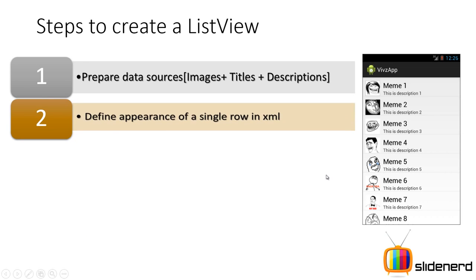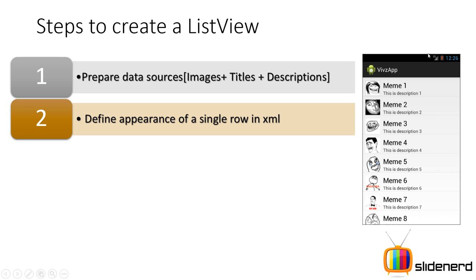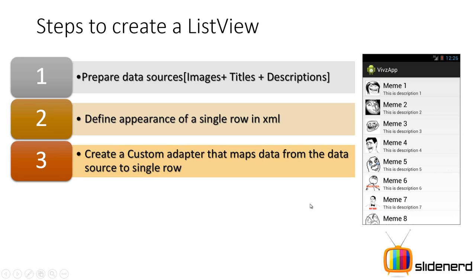Step 2. Define the appearance of a single row. Remember, our single row structure, which is this one row over here, has to be defined, which includes this image view, this text view, and this other text view that contains the description, right? So that has to be defined in a separate XML file. Step 3. Create an adapter that is going to pick data from your XML file and put it inside this structure over here, which is nothing but your base adapter.